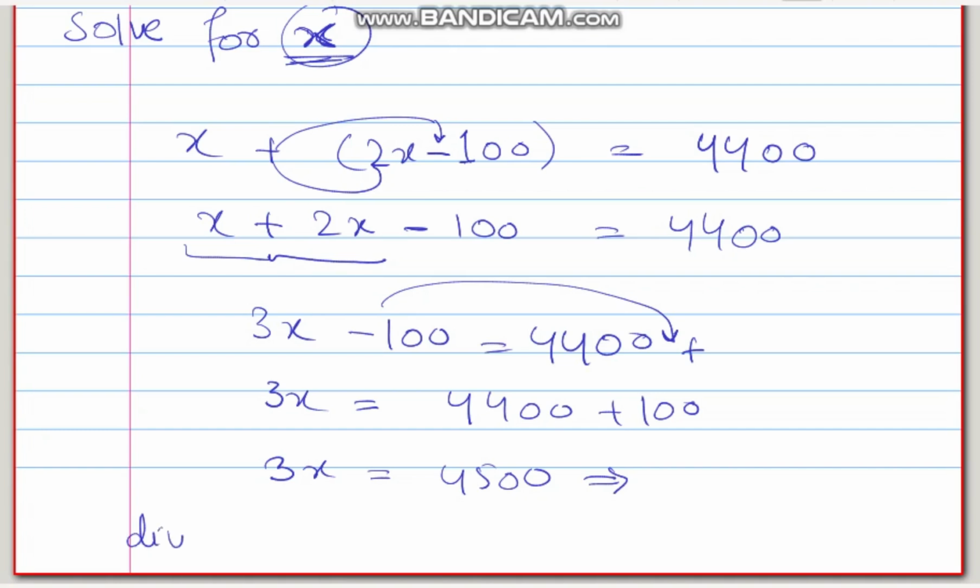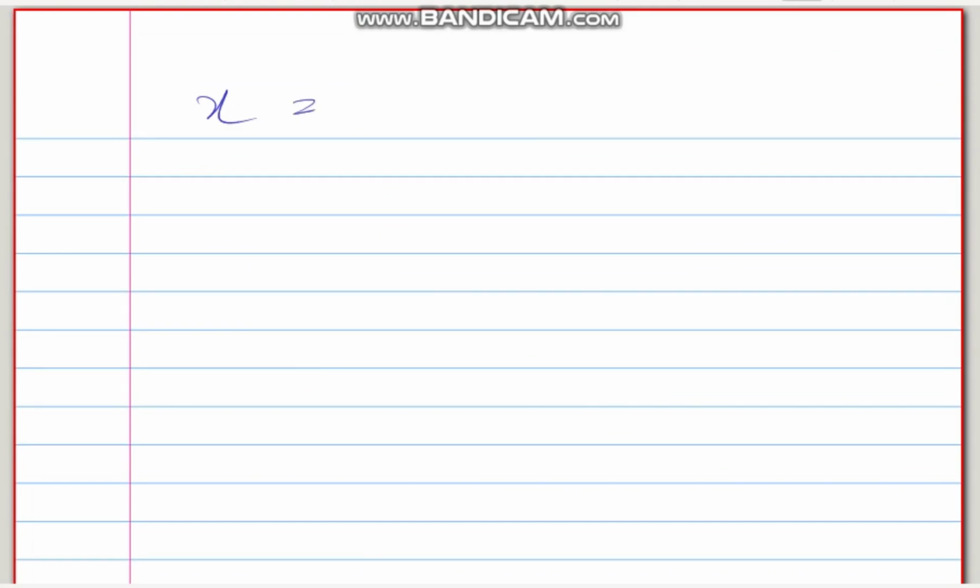I will write here, divide by 3 on both sides, and what will I get? Please note the point, it's very important. 3 by 3 will cancel out. Now what is the x? What will be the x? x will be 4,500 divided by 3.